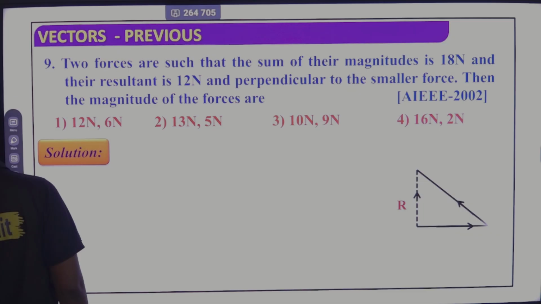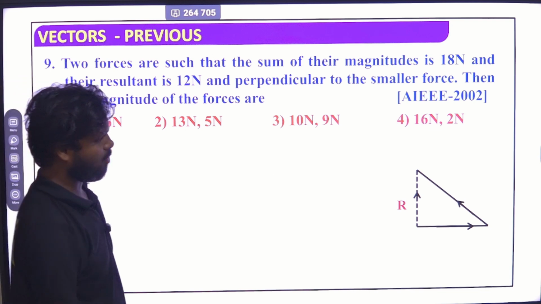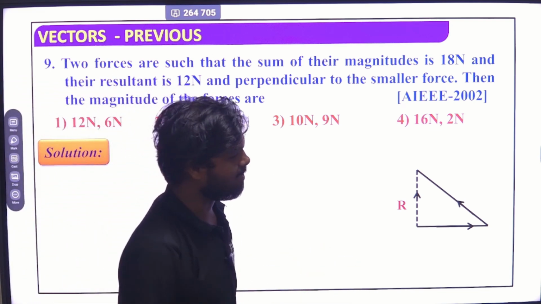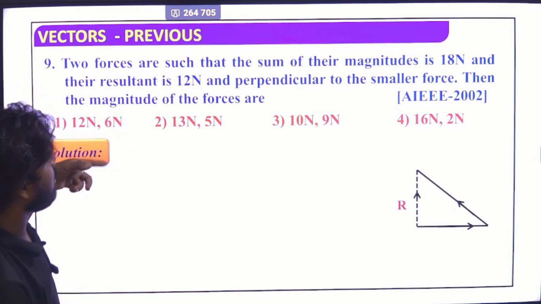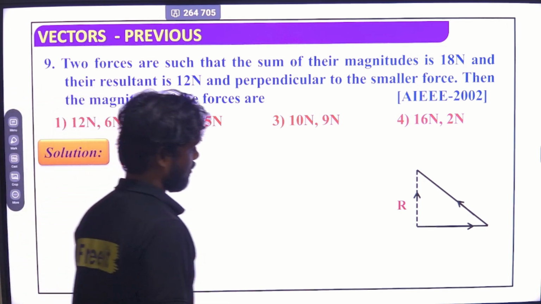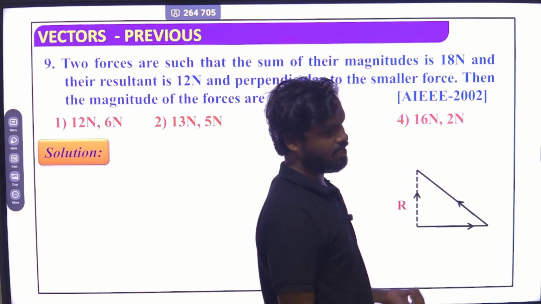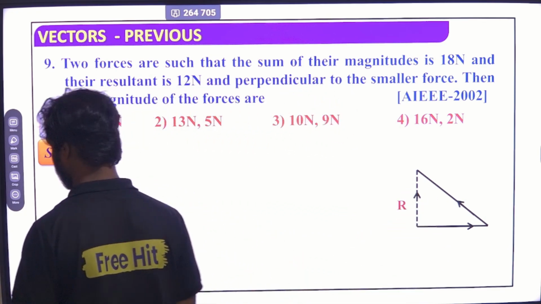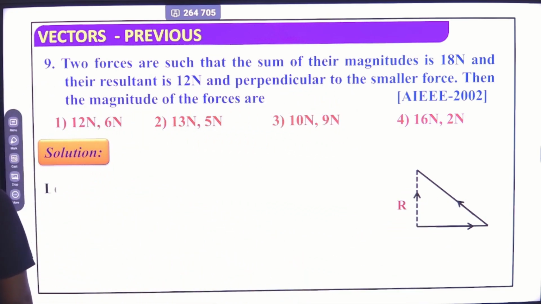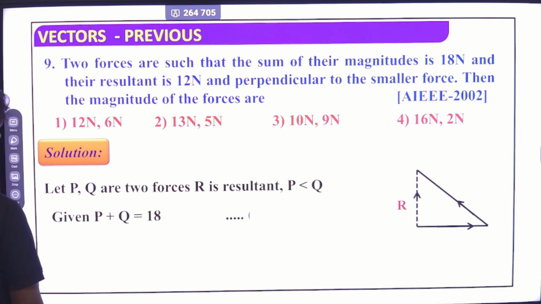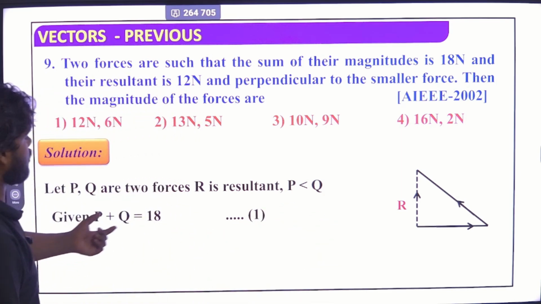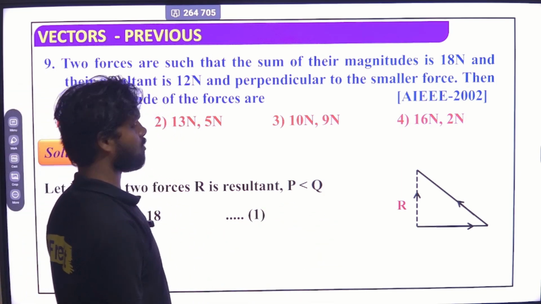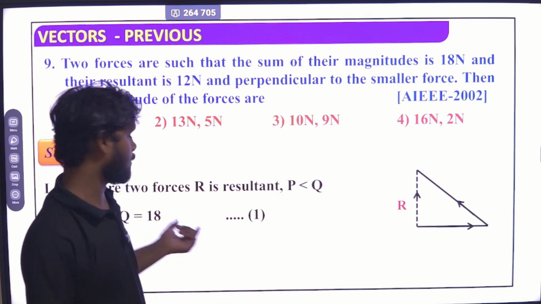So this is the diagram. Obviously it will be a right angle triangle only, because it is mentioned that the resultant is perpendicular to the smaller force. So that means it will be a right angle triangle only. That is the only possible condition. P and Q are the two forces, R is the resultant force, and P will be less than Q. Given is P plus Q is 18, meaning the magnitude of P force plus the magnitude of Q force is 18.